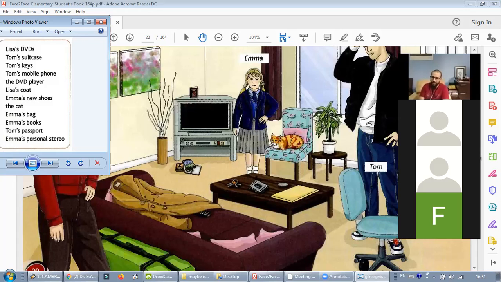Okay, on the table is correct, no problem. What about the DVD player, Basma? Where do you think the DVD player is? The DVD player is under the TV. Okay, okay. And what about Lisa's coat? Where is Lisa's coat, Fatima?